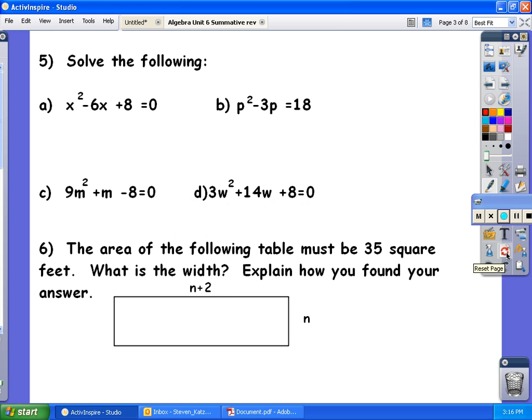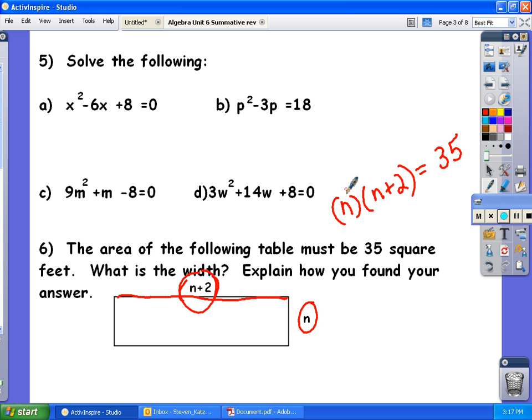So, number 6. The area of the following table must be 35 square feet. What is the width? Well, to find the width, I'm going to need to know what n is, because I know n plus 2 stands for the width. So first of all, the area of the table must be 35. So to get area, I'm going to multiply n times n plus 2, because that's my length and width. And I know that this should equal 35.